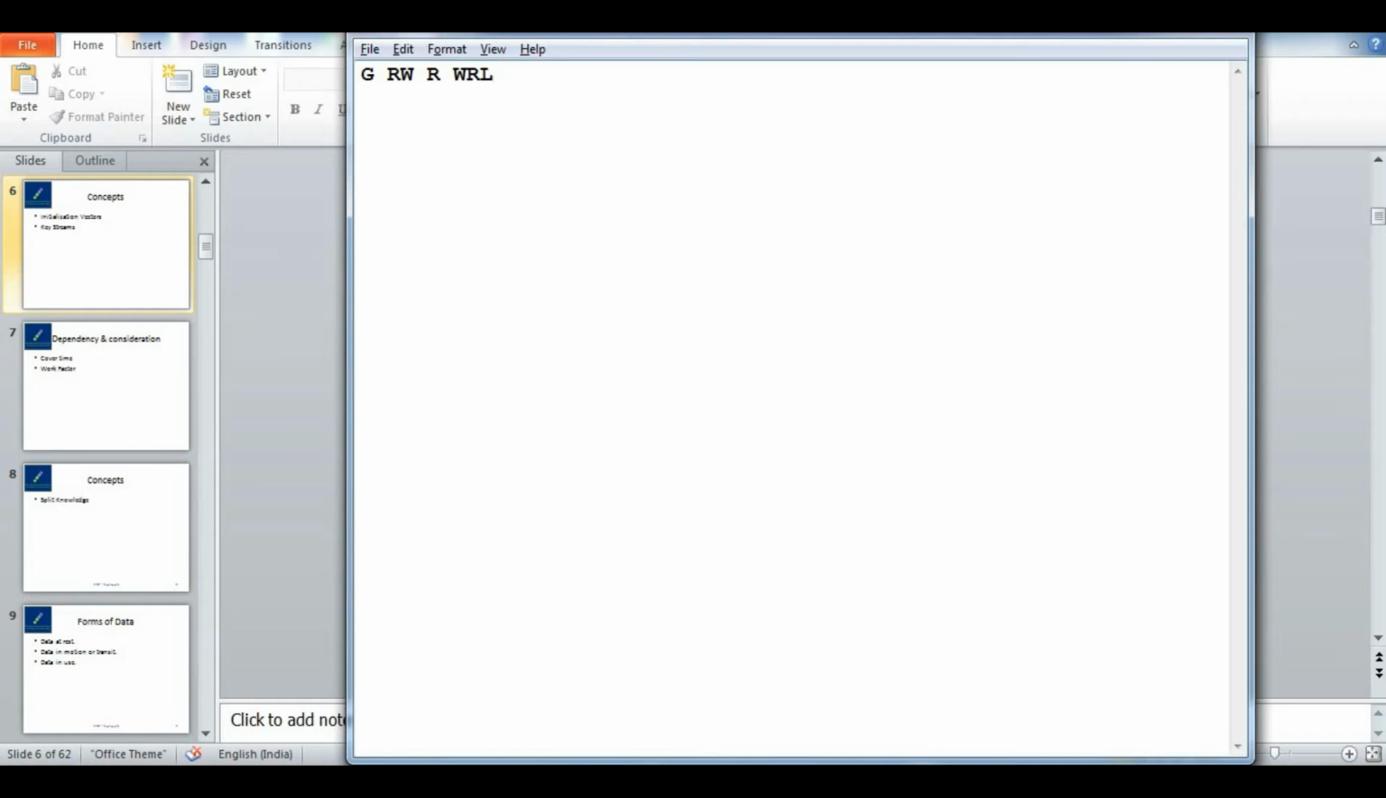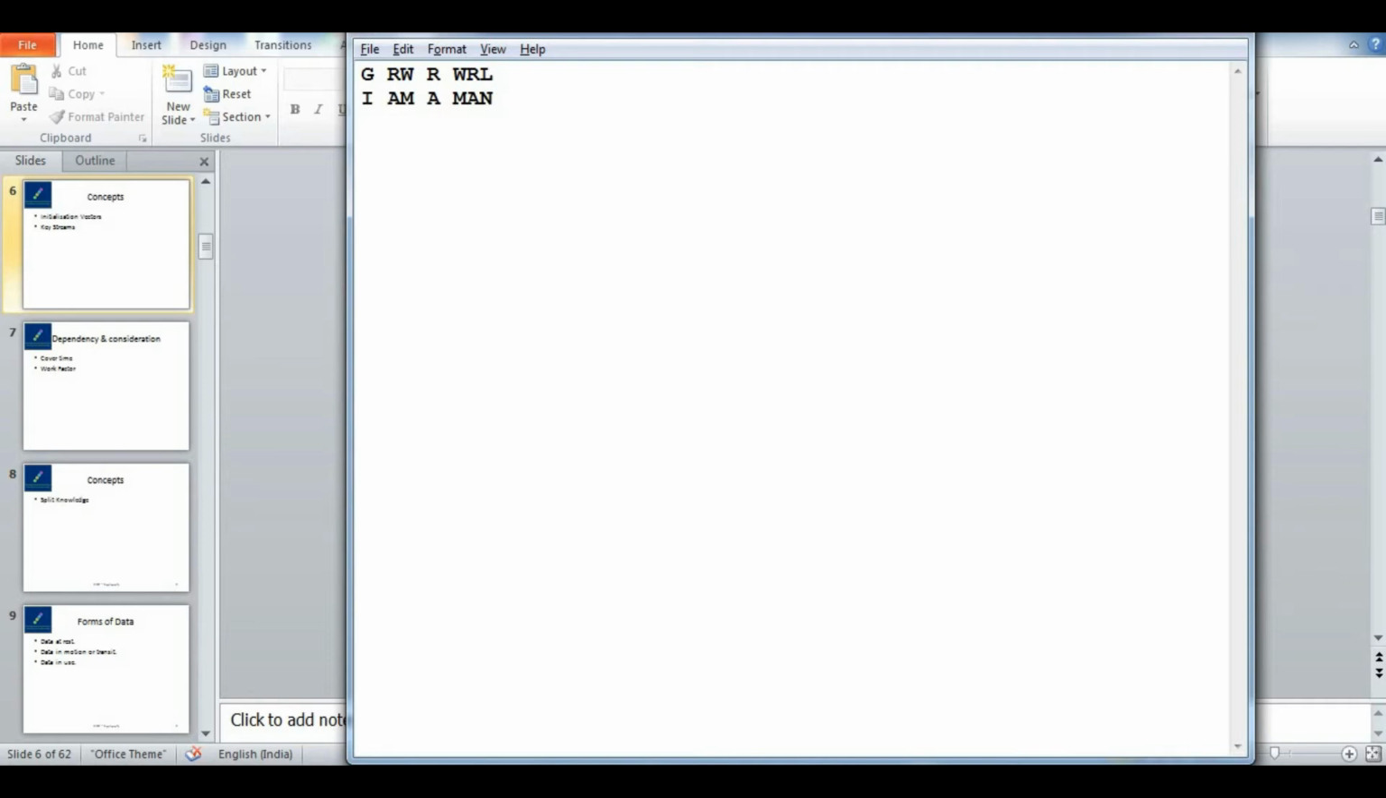Coming back to our illustration, G, R, W, R, WRL became "I'm a man." It need not be a man, it can be anything, but for the sake of discussion we'll keep it decently as a man. This is called a ciphertext-only attack. You have the ciphertext, and you have discovered what the plaintext is.